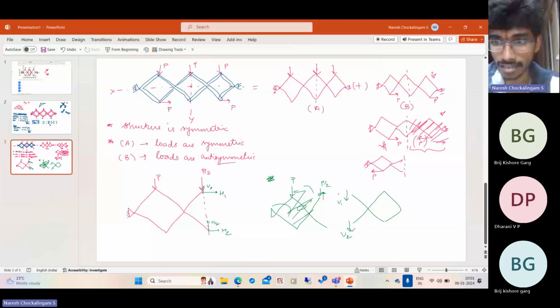And what is it for a plane of antisymmetry? Along a plane of antisymmetry, it is just the complementary conditions. So suppose, consider case B. You have a force P here.